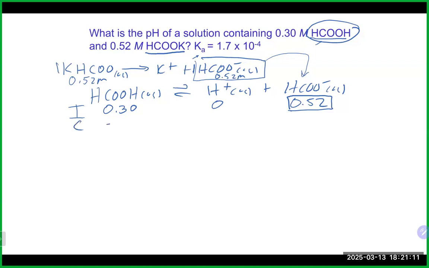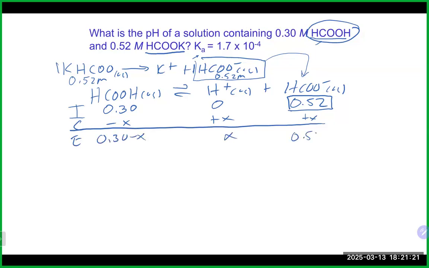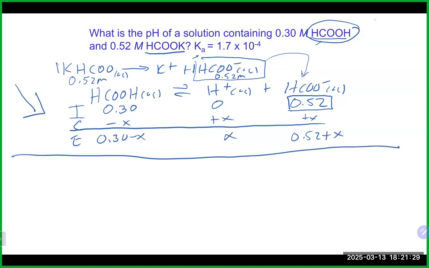The rest of the ice table will be very similar, minus X, plus X, plus X, and that would get you 0.3 minus X, X, and 0.52 plus X. Now, you absolutely can decide you don't want to do that in this case, because we basically have a weak acid and its conjugate base. That means you can skip the ice table and go right into the Henderson-Hasselbalch equation if you like. And that is our pKa plus the log of the base over the acid.